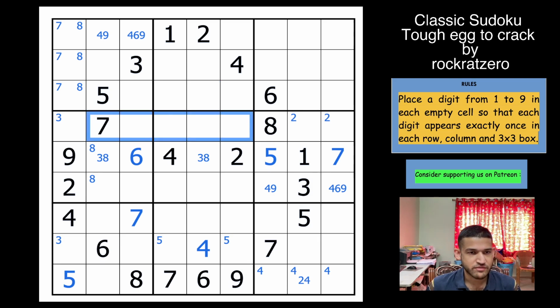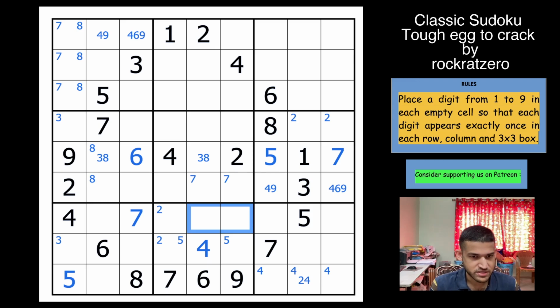7 doesn't go here, 7 doesn't go here, so 7 goes in here. Of course, this is going to be tough to solve because the author himself has noted it. So 2 is not in these two columns, so 2 goes here. Okay, so that leaves 1, 3 and 8 into these cells.